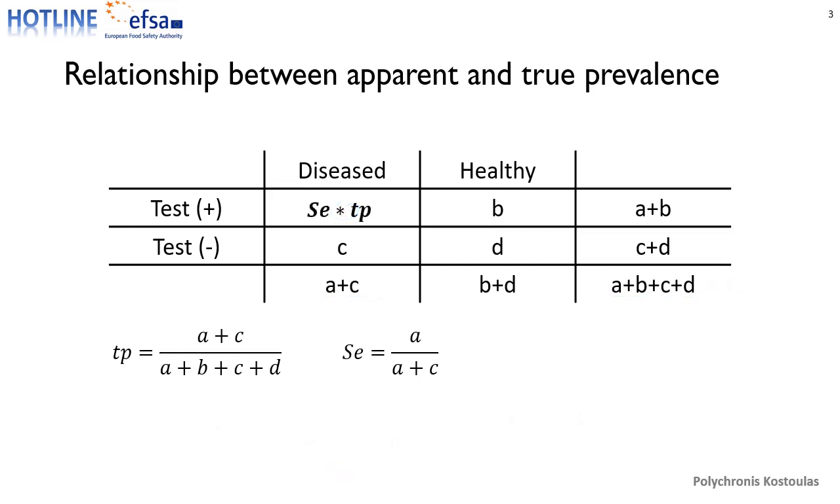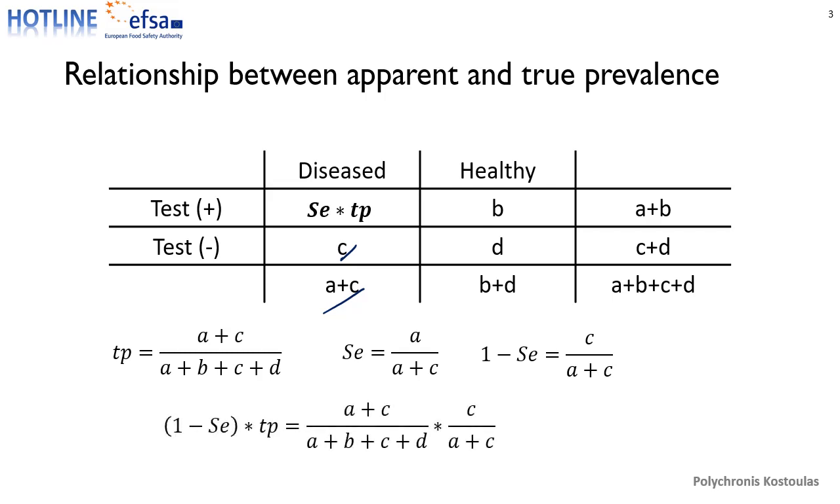Let's go now to cell C. C divided by A+C is the false negative proportion, which is equal to 1 minus sensitivity. Now if we get the product of 1 minus sensitivity and true prevalence, again A+C is a common term that cancels out. So the proportion corresponding to this cell is the product of 1 minus sensitivity with true prevalence.